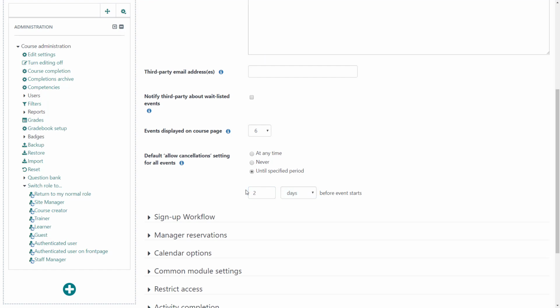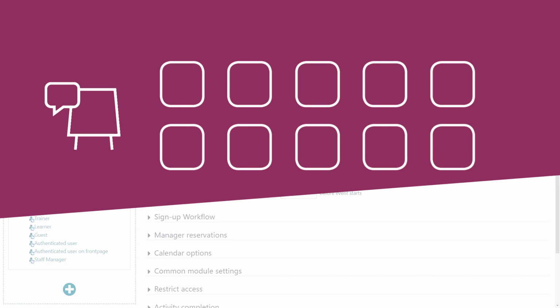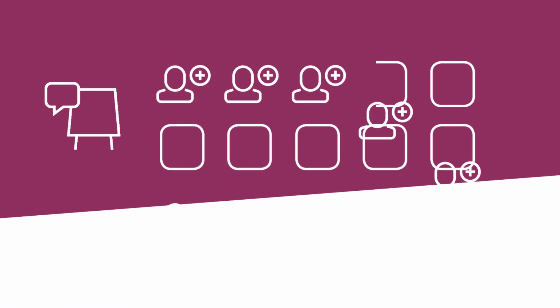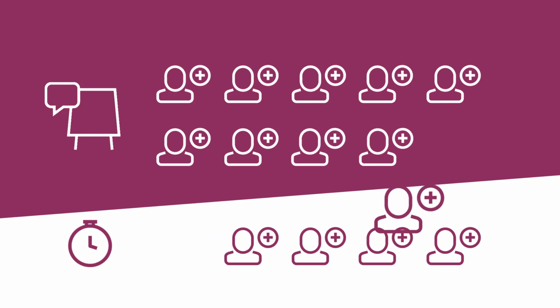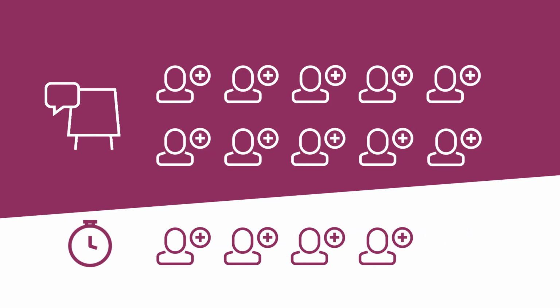The important thing about allowing learners to cancel is that seminar events can have a waiting list. Imagine you only have 10 places available, but 15 people want to sign up. All 15 can sign up, but the last 5 are added to the waiting list. If one of the first 10 people cancel, the people in the waiting list start to be added as attendees. This is all done automatically by the system.